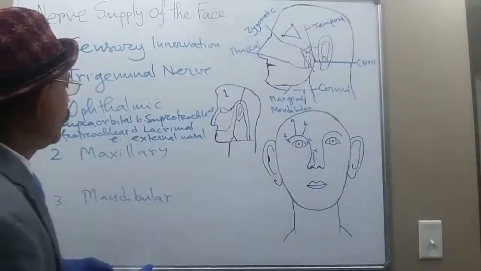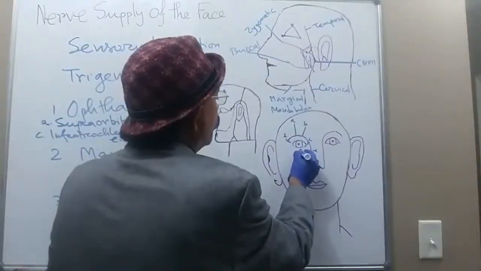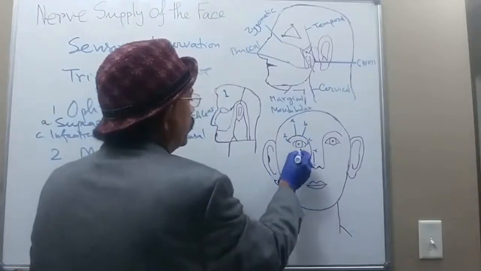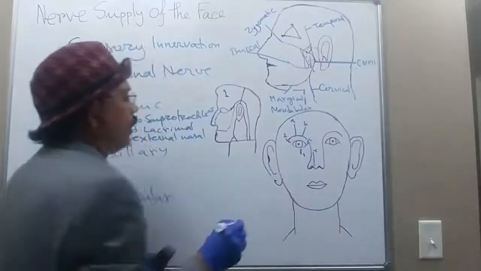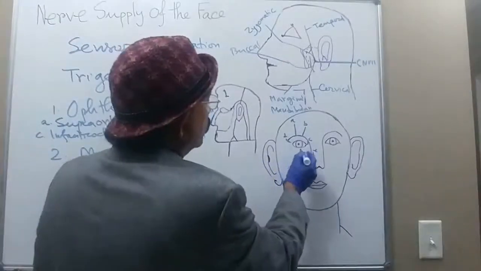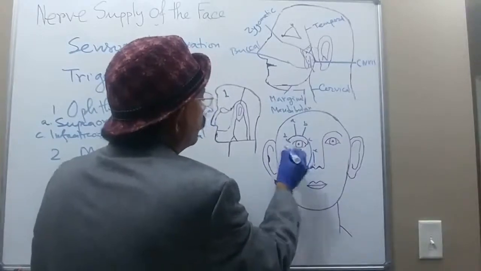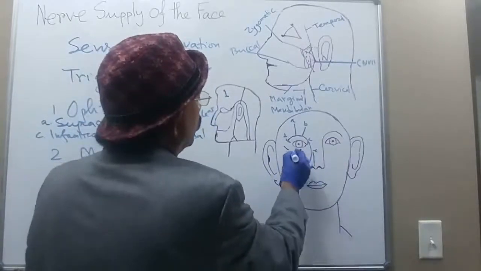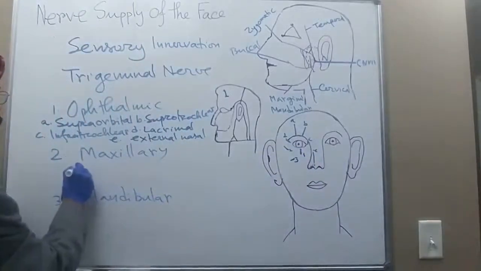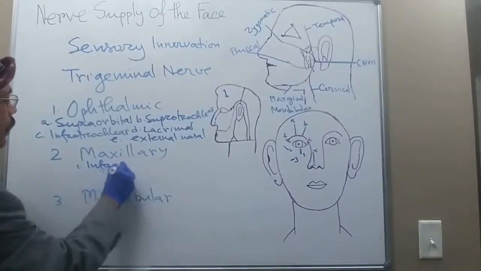Maxillary nerve has 3 branches. One is infraorbital here. Then we have the infraorbital nerve here, and then we'll get the zygomatico-temporal, zygomatico-facial. Okay, so 1, 2, 3 branches. Okay, one is infraorbital.